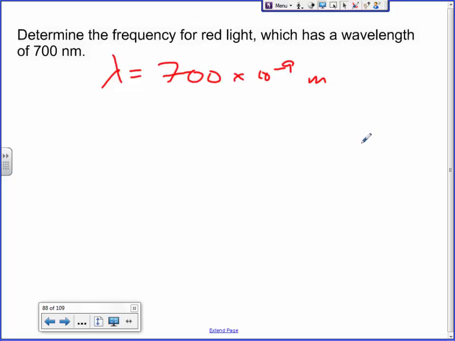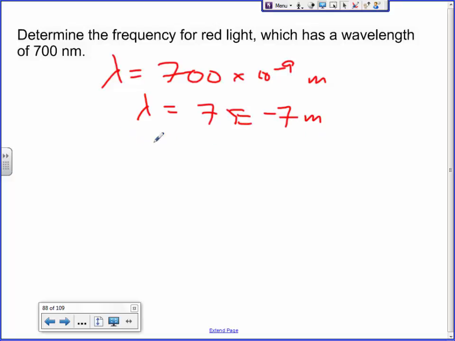Or if I wanted to rearrange it, I want to make sure I don't screw this one up. I believe that would be 7 times 10 to the minus 7. You see how I did that? I took off these 2 zeros right here, but then I have to add 2 more zeros to this, but that makes the number get bigger, right? So it goes from -9 bigger by 2 zeros up to -7. So there's your wavelength.